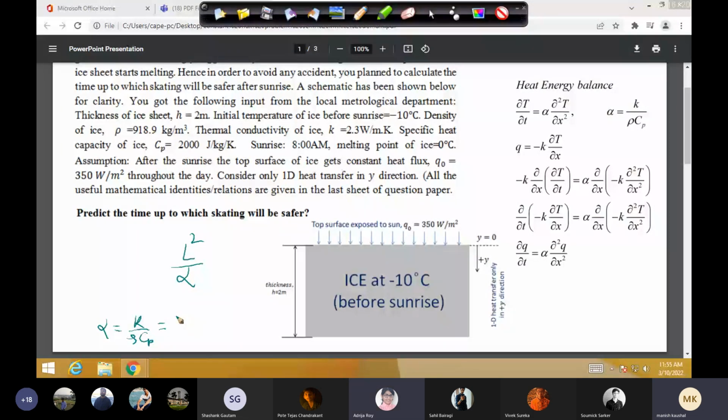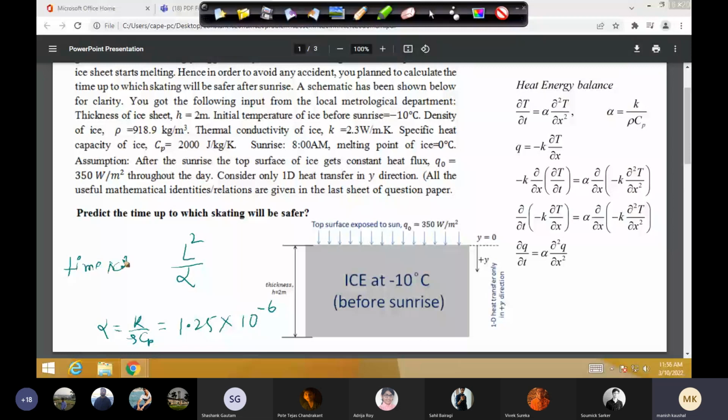So 1.25 times 10 to the minus 6. Right. Remember, these values should be of the order of 10 to the minus 5, 10 to the minus 6. If not, then you are making some mistake. If you are getting 10,000, certainly you are making a mistake, because alpha is like a diffusivity. It's always in the order of 10 to the minus 6, 10 to the minus 5 meters square per second, or less than that. Okay, Adrija, go ahead and calculate this time scale, L square by alpha.